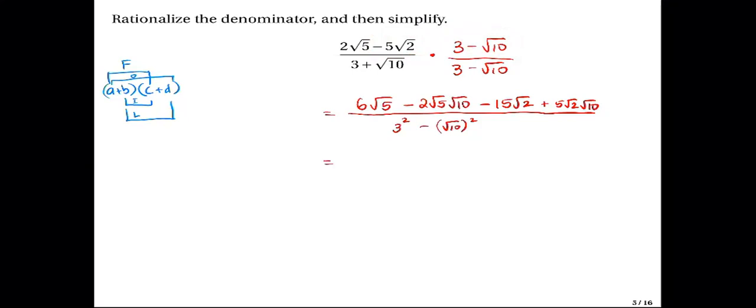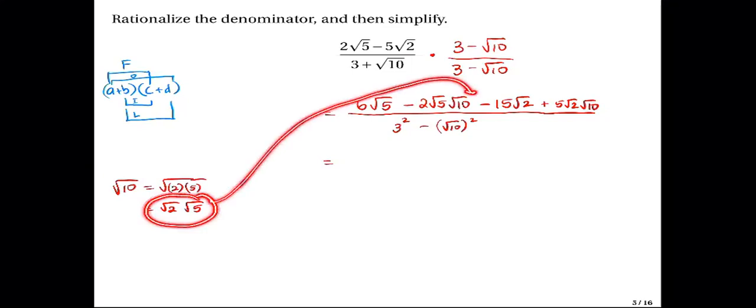And then we recall that square root of 10 is just square root of 2 times 5. Let me write it this way. And this is equal to square root of 2 times square root of 5. So what will happen to this? We use this and replace this square root of 10 here and also this square root of 10 here.